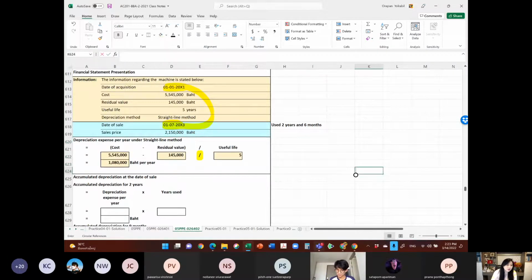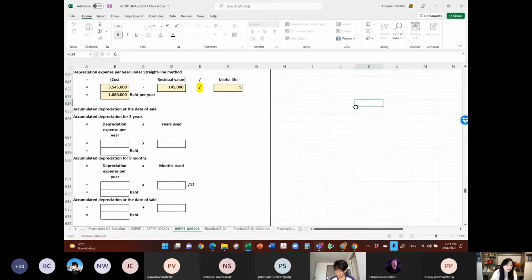Now, after you know the depreciation per year, then you're going to take the depreciation per year to here. And then you will do the calculation for the accumulated depreciation for 2 years and 6 months. Here I made a typo, it must be 6 months. So change this for me, please, to 6 months. I'm sorry for another typo here.